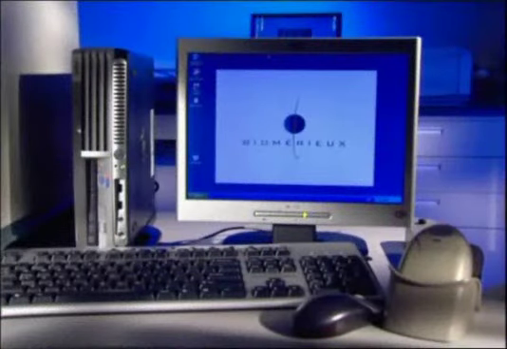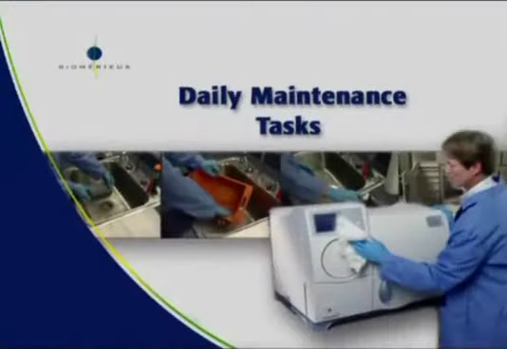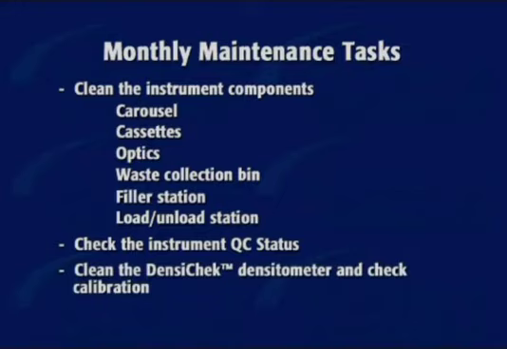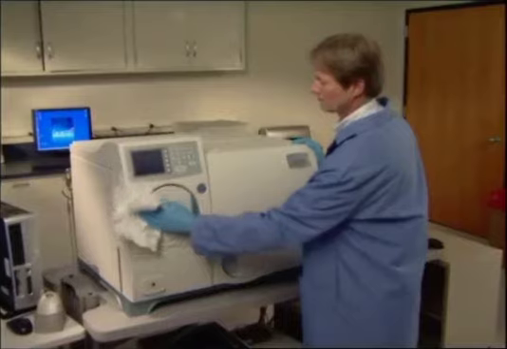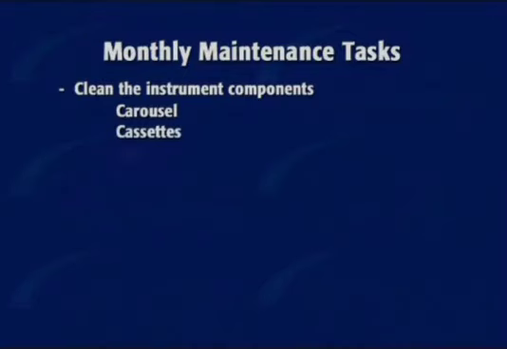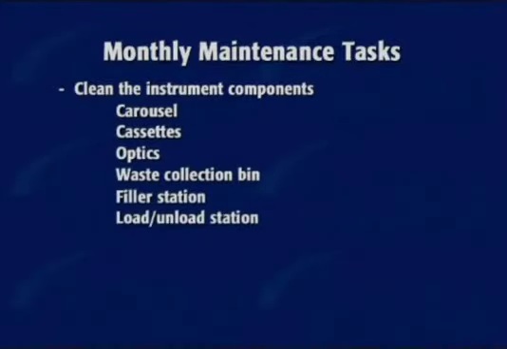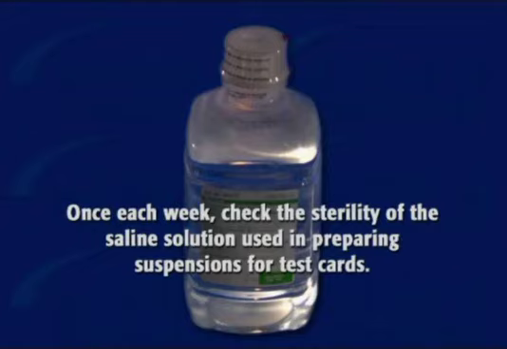Clean the workstation monitor screen, surfaces, and keyboard, and sterilize the dispenser set. Check the densitometer and check calibration. As needed, clean the exterior surfaces of the Vitek 2 Compact instrument, including the user interface screen, optics, waste collection bin, filler station, and load-unload station. Check the instrument QC status. Check the sterility of the saline solution used in preparing suspensions for test cards.